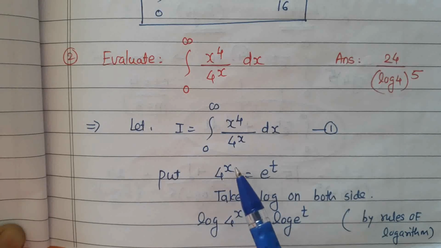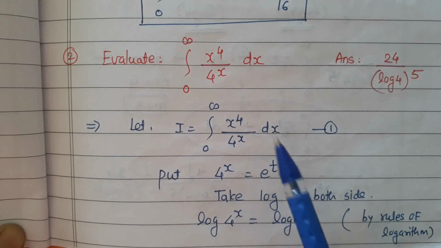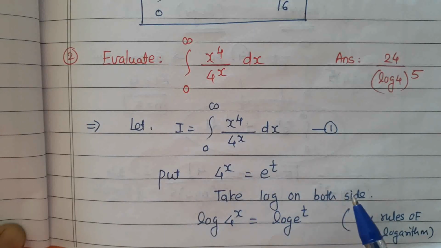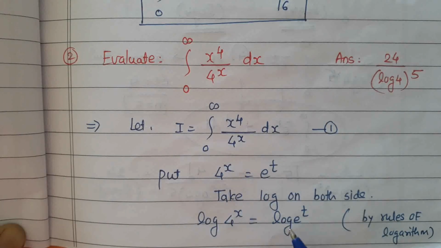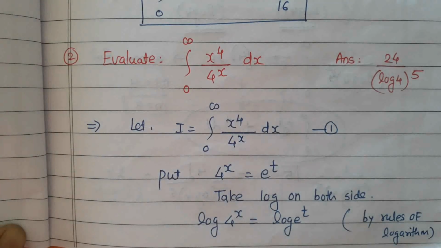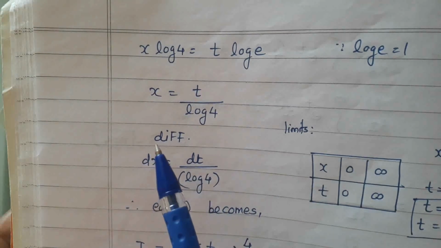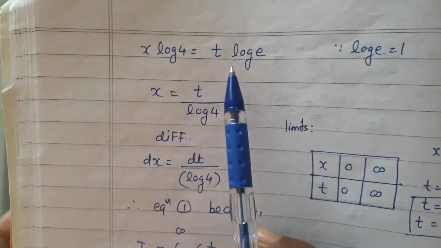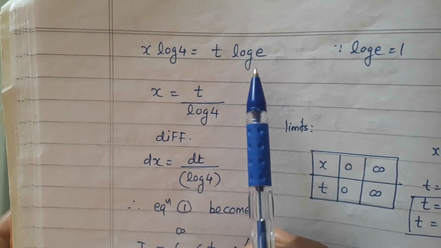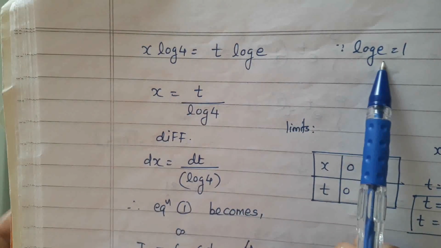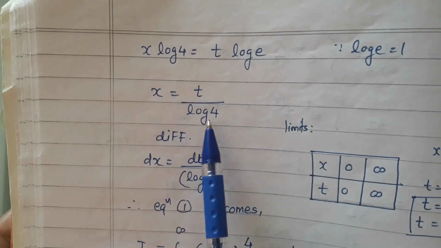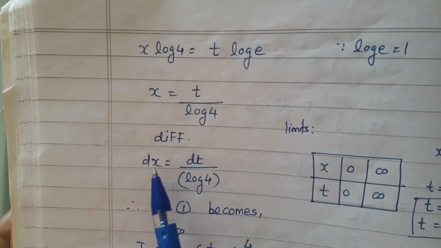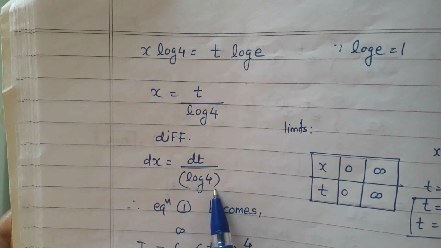Use the substitution 4 raised to x is equal to e raised to t. Need to find the value of dx also. So take log on both sides. Log of 4 raised to x, log of e raised to t. Here use the rules of logarithm. Log of 4 raised to x becomes x log 4. Log of e raised to t becomes t log e. Value of log e is equal to 1. So x is equal to t upon log 4. Differentiate on both sides. dx is equal to dt upon log 4.